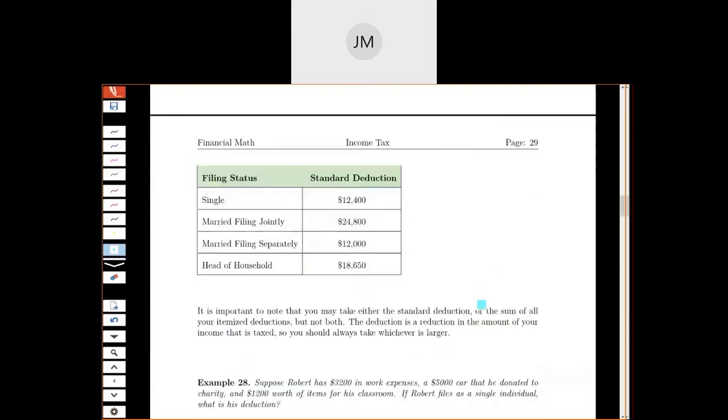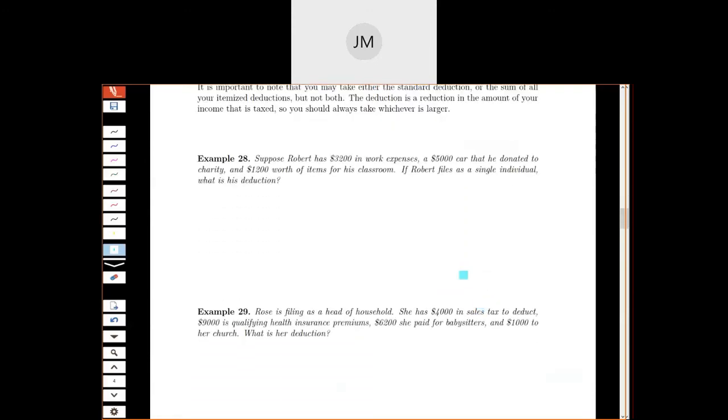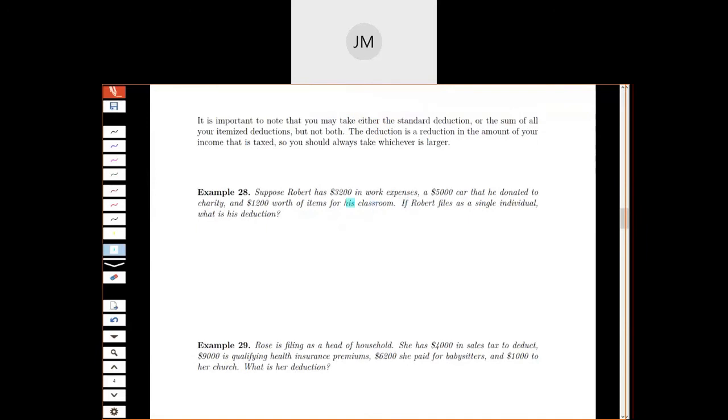So let's look at an example. Suppose Robert has $3,200 in work expenses, a $500 car that he donated to charity, and $1,200 worth of items for his classroom. So these are, again, examples of things that are deductions. Money that you have to spend as part of your job, you can deduct off your taxes. So if you have to buy your own uniform or something like that, you can take that as a deduction. Donations to charity are a deduction. If you're a teacher and you spend money on stuff for your classroom, that's a deduction.